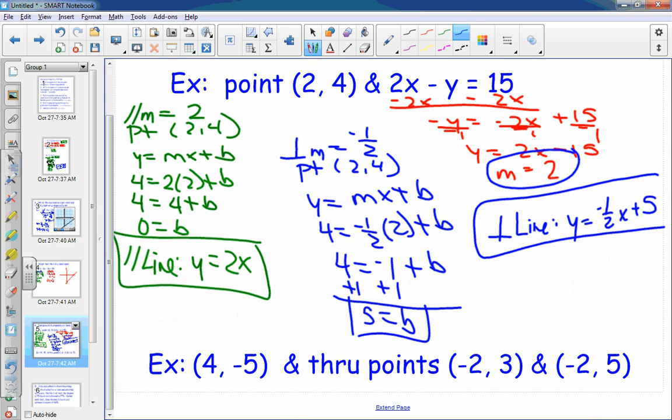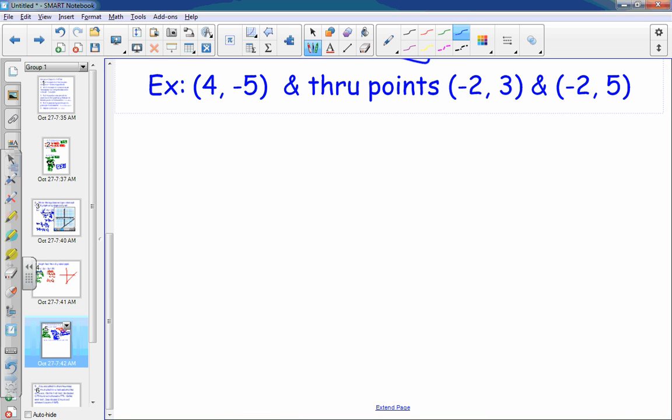Now, there's one other thing. What happens when you're given points? You have to find the slope. Look at your points, though. Examine your points. What do you notice about your points? X is the same. X is negative 2. If x is negative 2, what type of line is that, folks? What type of line is x equals negative 2? A vertical line. What is parallel to a vertical line? Remember, parallel means the same. So if it's the same as x equals negative 2, what's the equation going to be over here? X equals what?